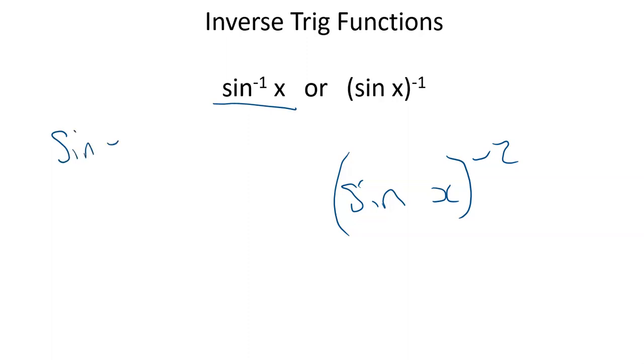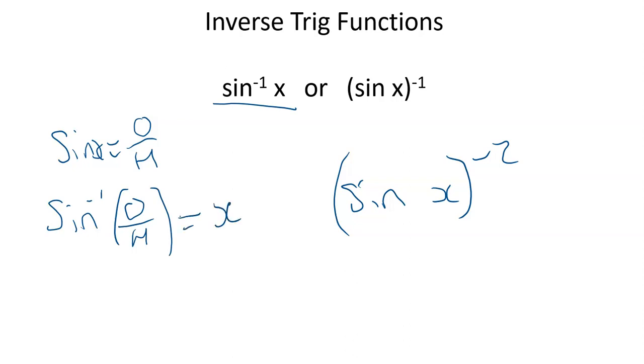If sine of x equals opposite over hypotenuse, then sine to the -1 of O over h equals the x value, the angle. So what is going on here? Why is it sometimes the inverse and sometimes a power? And what about this, the reciprocal thing?